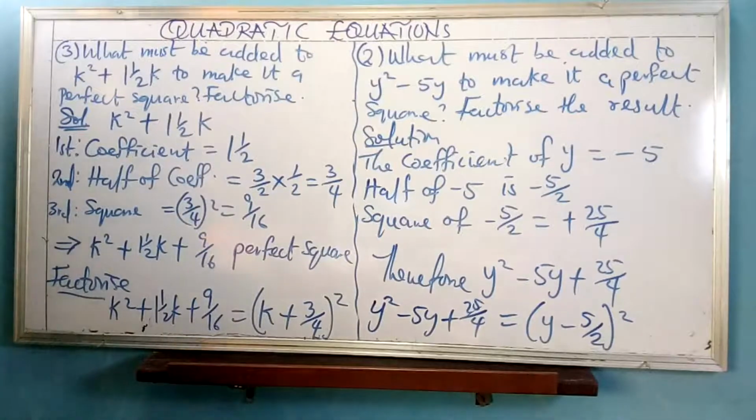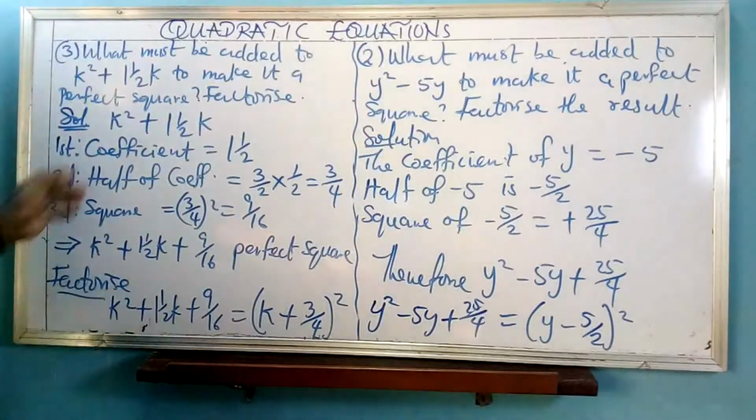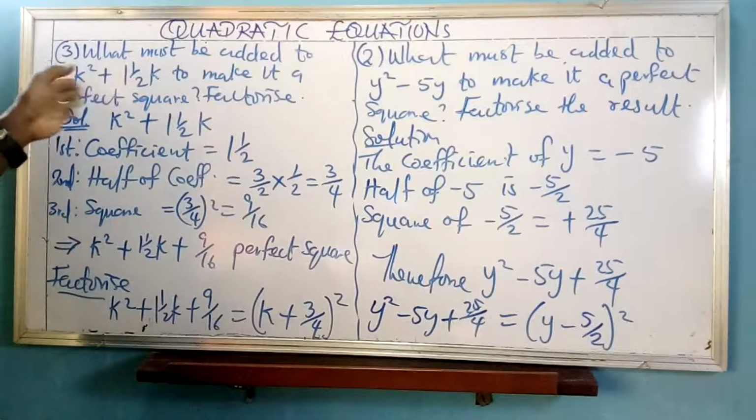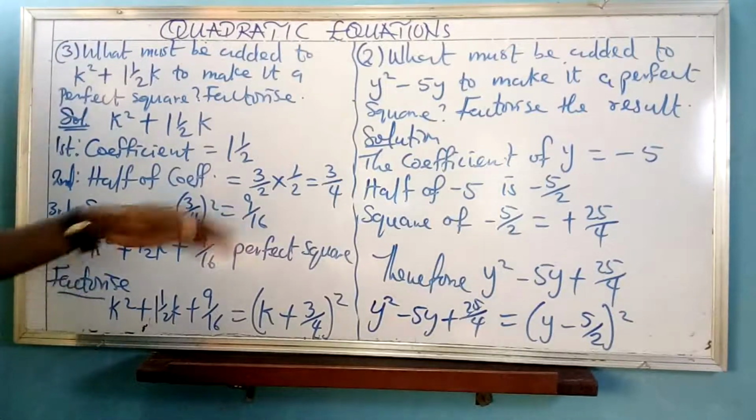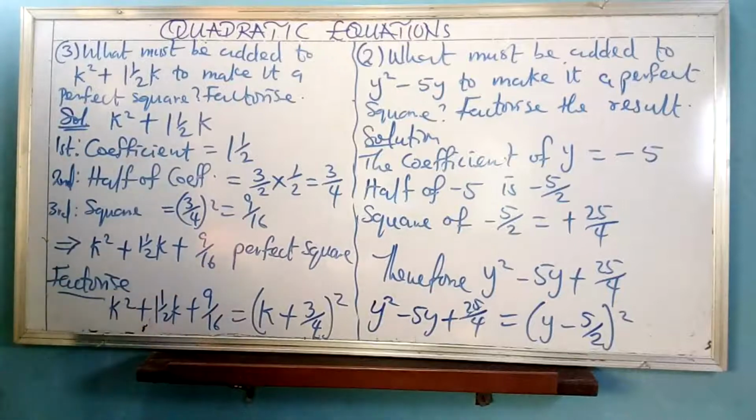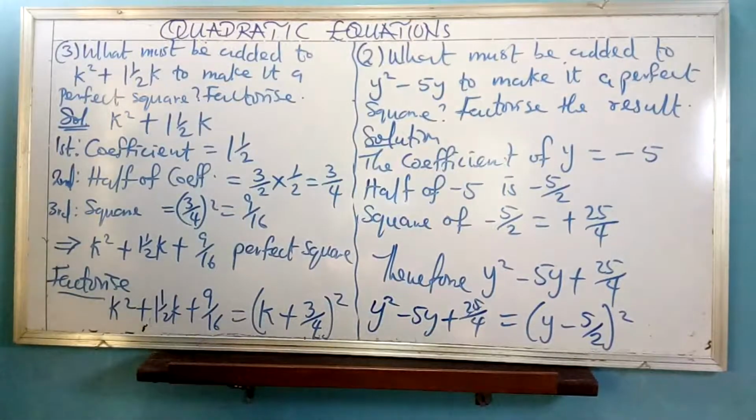So that's how simple it is. So anytime they ask us to find a number that you must add to a particular expression to make it a perfect square under this quadratic expression, this is how you're going to go about it. Do you get it? Now let me give you some questions to try.